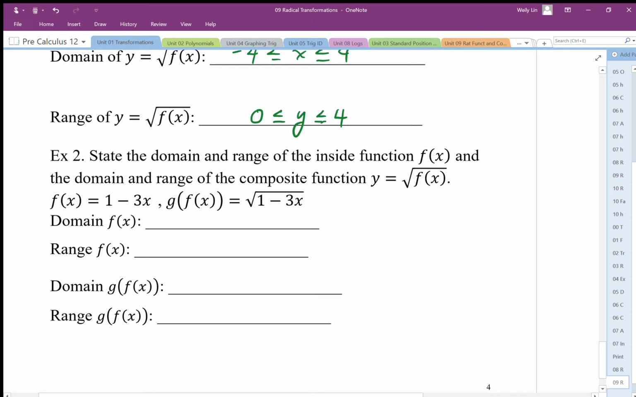Okay, so we have this 1 minus 3x as the inside function, and the outside function is our square root. Okay, so I'm going to just highlight that. So outside function is the square root function. That's our g function, and embedded inside that g is our f function. So the domain of f of x and the range of f of x, the inside function, is all real, right? It's a linear function, so our domain and range has no restrictions.